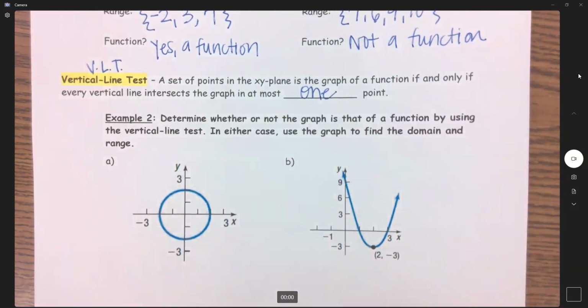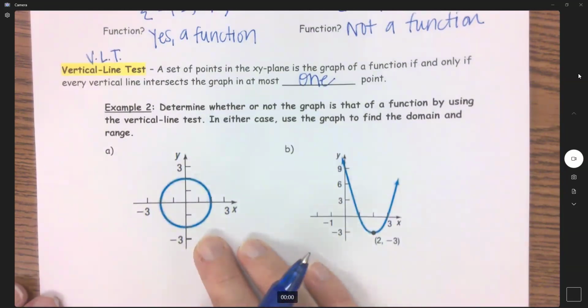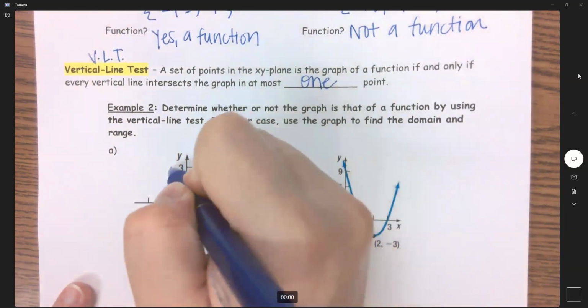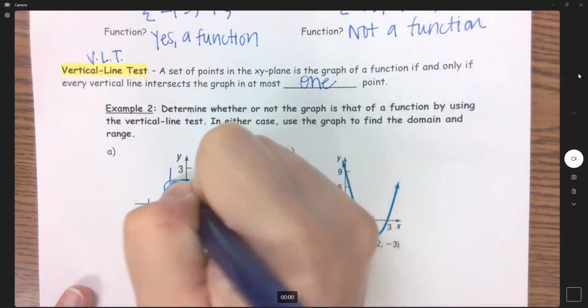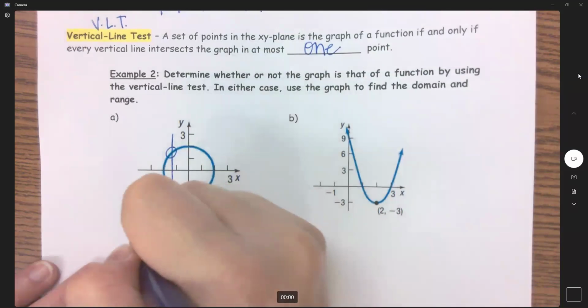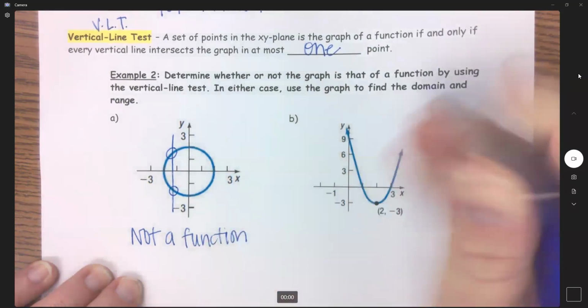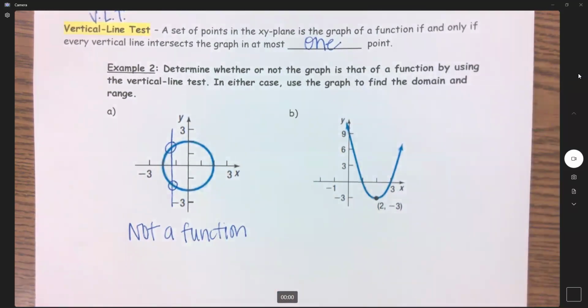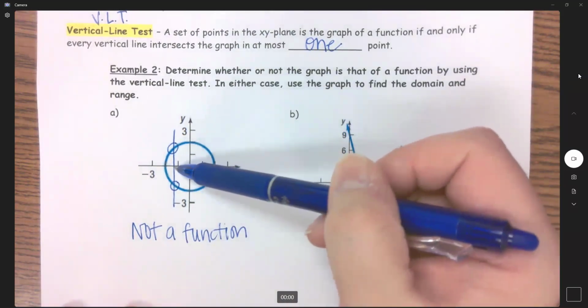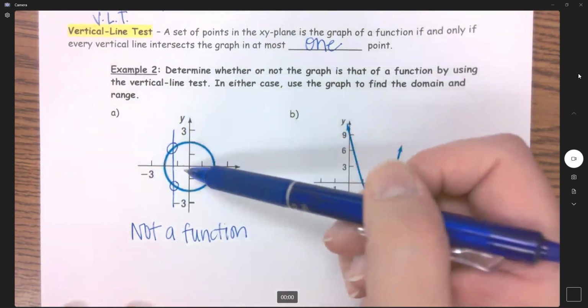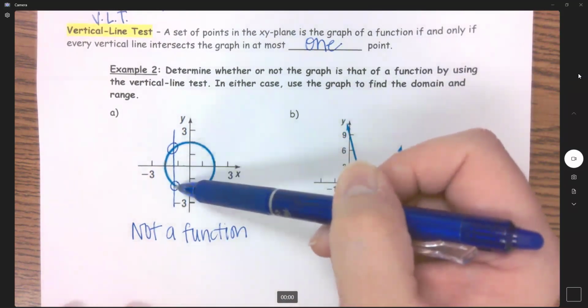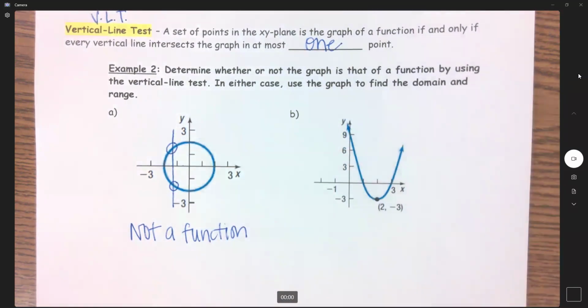So example 2: determine whether or not the graph is that of a function by using the vertical line test. In either case, use the graph to find the domain and the range. So does this pass the vertical line test? Well, when I put a vertical line in here, nope, this intersects in 2 different spots. So this is not a function. Really and truly, all it is checking is, do those x values repeat? That could be -1/2, comma 2, and -1/2, comma -2, right? So that x value there is repeating, and so it is not a function.